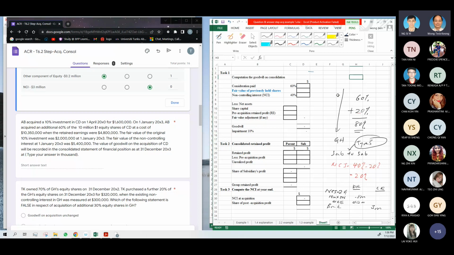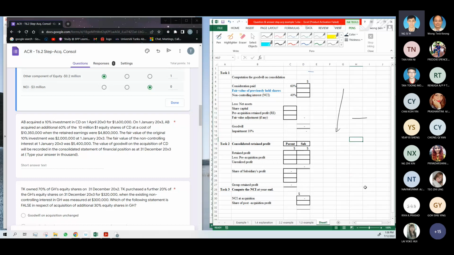So you redo it. Let me cancel these things first. Okay, I better draw a simple chart so that it's easier for you to follow. So AB have 10% of CD. So this date 1st April X0. So in order to draw this out, okay? So you pay 1.6 million.